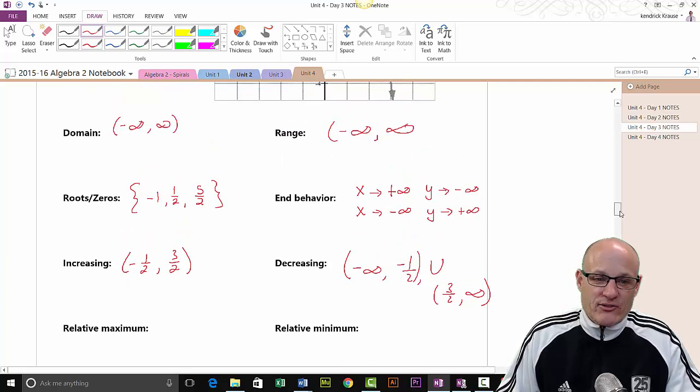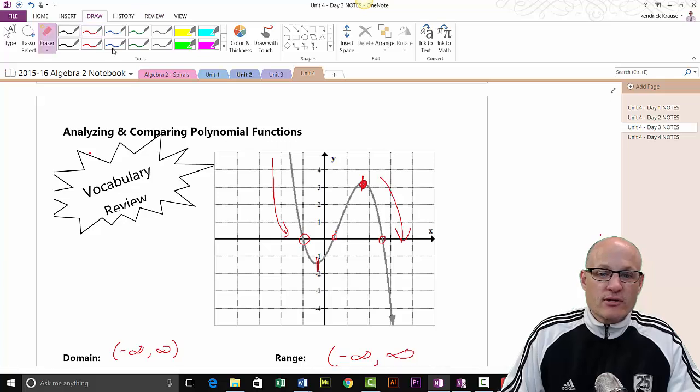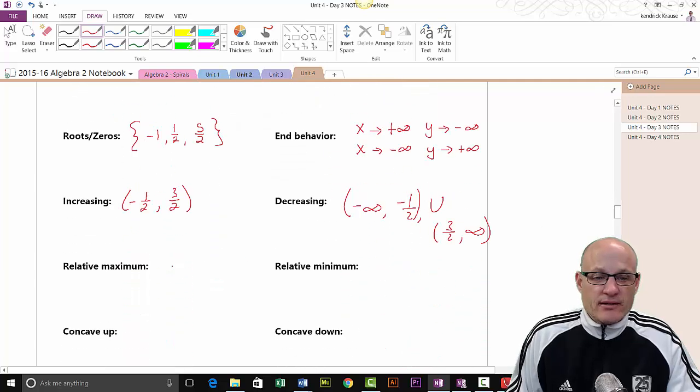Relative max. What you're looking for in a relative max is a hump that's a maximum. And in that case, the relative max is at 3 halves. Can't tell if it's 3 halves 3 or a little above that. We have a relative max at x equals 3 halves, and a relative min at x equals -1/2.